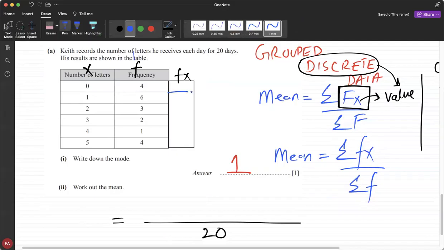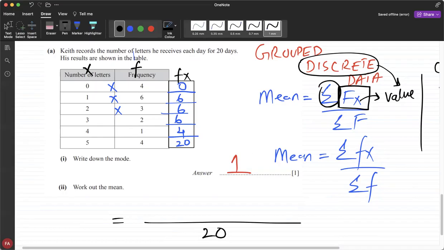If that is the case, let's start multiplying. If I were to multiply 0 and 4, what does that give me? 0. 6 times 1, that's going to be 6. 3 times 2, that's going to be 6. 3 times 2, again, that's going to be 6. 4 times 1, that's going to be 4. 5 times 4, that's going to be 20. So this is the total that I have. This is the fx, the multiplication of frequency and x.